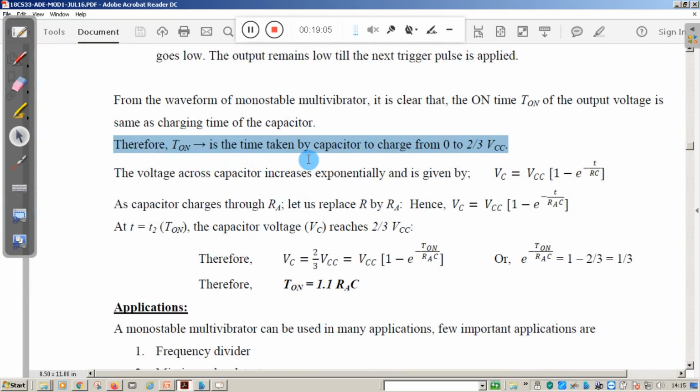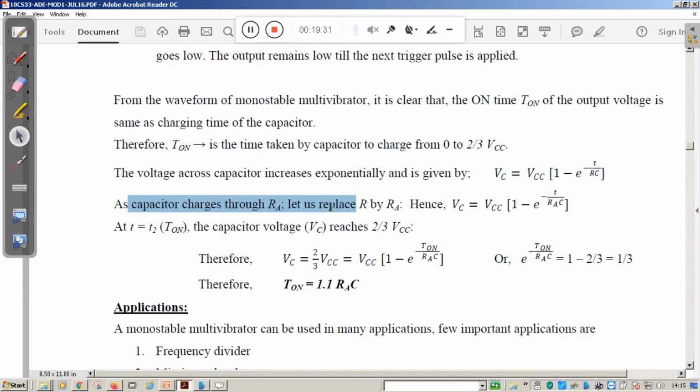So T1 is the time taken by the capacitor to charge from 0 to 2/3 VCC. The voltage across the capacitor increases exponentially, and it is given by Vc = VCC(1 - e^(-t/RC)), where RC is the time constant. Since the capacitor charges through Ra, we will replace R by Ra.